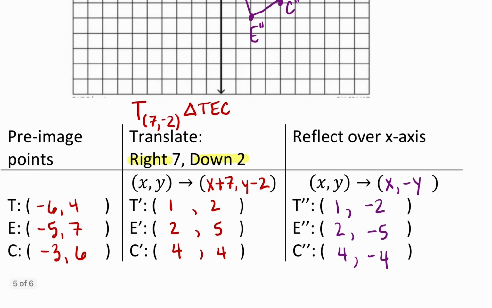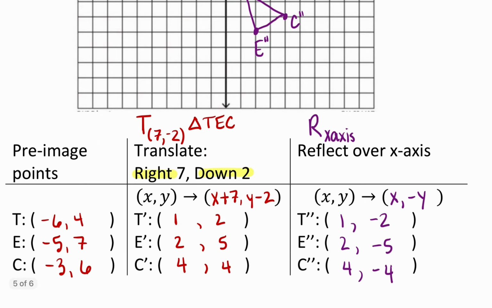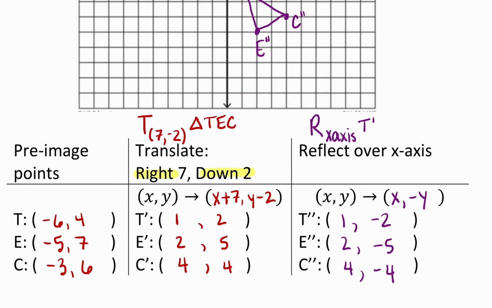All right, the only other thing is write out our rule. So R, we're reflecting over the x-axis. And then we are reflecting triangle T prime, E prime, C prime, okay? Because like up here, you're reflecting that one over. So we want to write triangle T prime, E prime, C prime. Okay? If at any point you need to go over any of this, rewind this video, replay it, pause it, whatever you guys have to do in order to get this.